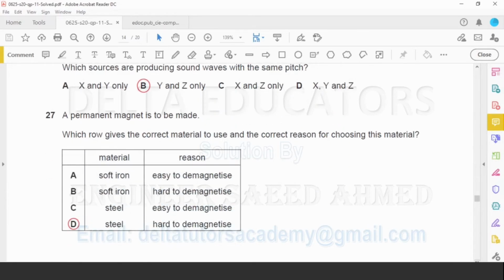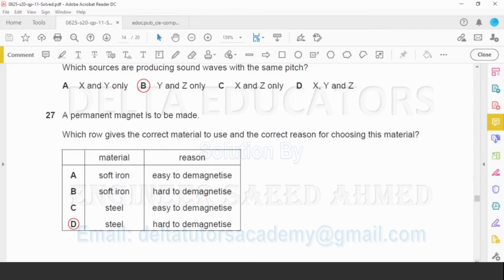Question number 27. A permanent magnet is to be made. Which rule gives the correct material to use and the correct reason for choosing this material? To make a permanent magnet, we use steel, and for temporary magnet or an electromagnet, we use soft iron. Here we have to use a permanent magnet, so we have to use steel here. Steel is given in option C and D, so our possible options are C and D.